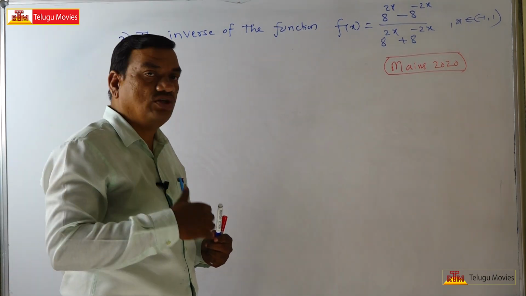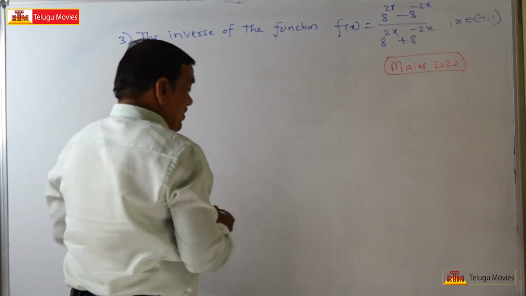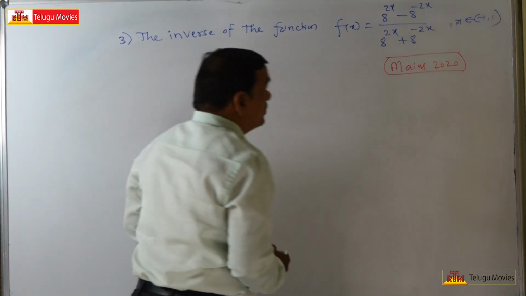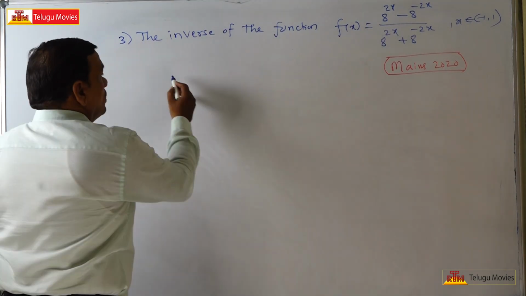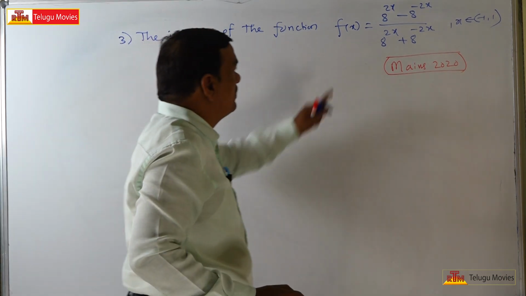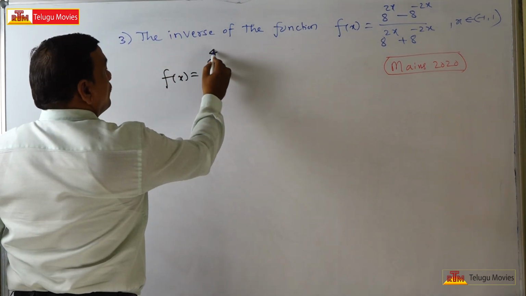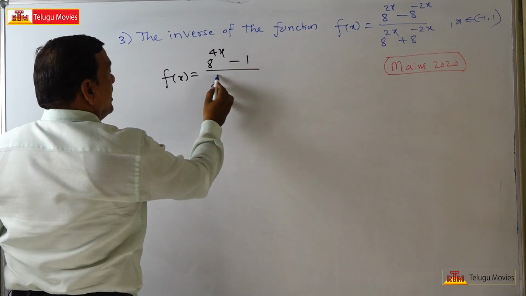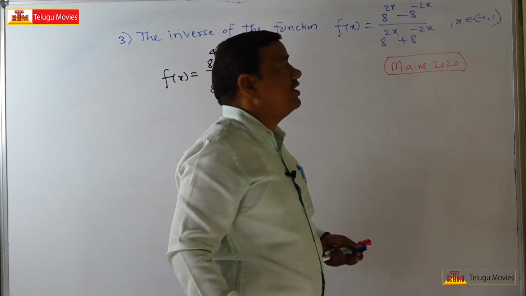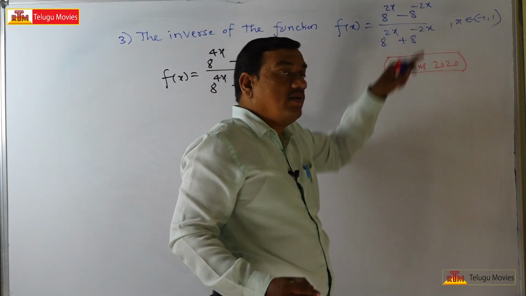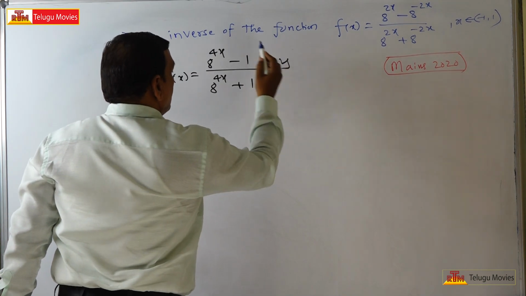Now, to find the inverse function, we have a general procedure. Let the function f of x is equal to y. Afterwards, we will write x as the subject. Afterwards, we will change it. First of all, the given function, I will write in a different way. I will divide each term by 8 power 2x. Otherwise, multiply the numerator and denominator by 8 power 2x. So that will become f of x is equal to (8 power 4x minus 1) by (8 power 4x plus 1). What I am doing is multiplying the numerator and denominator with 8 power 2x. After the LCM also you can take. So you call it as y.